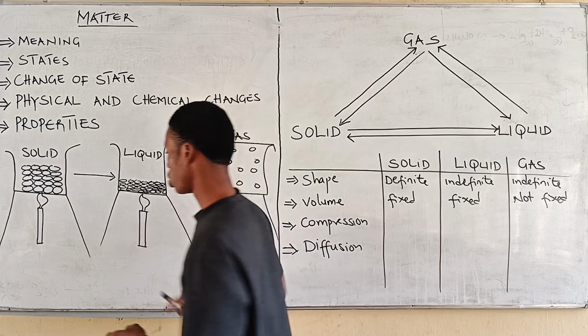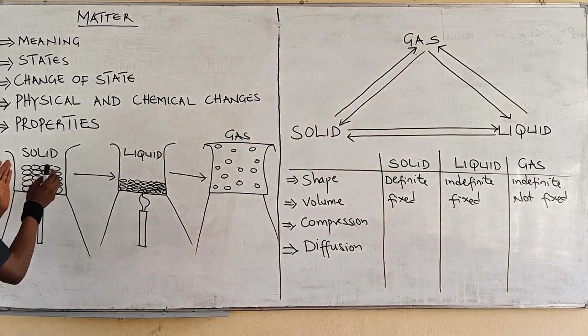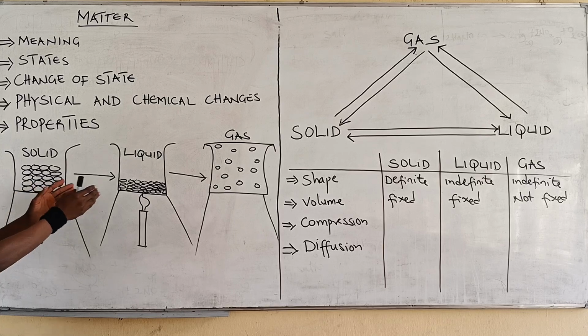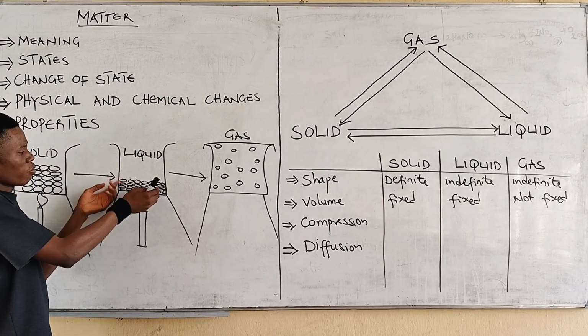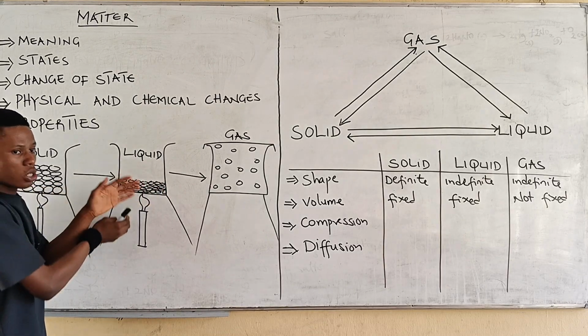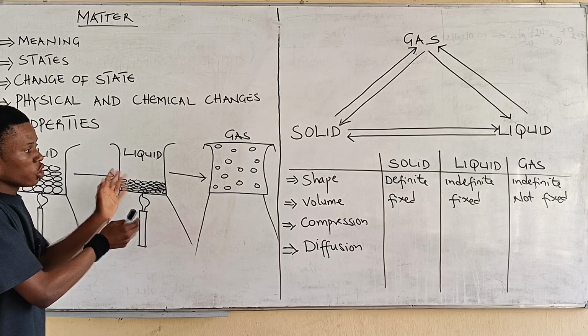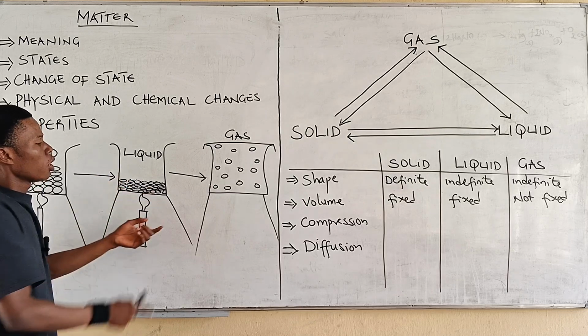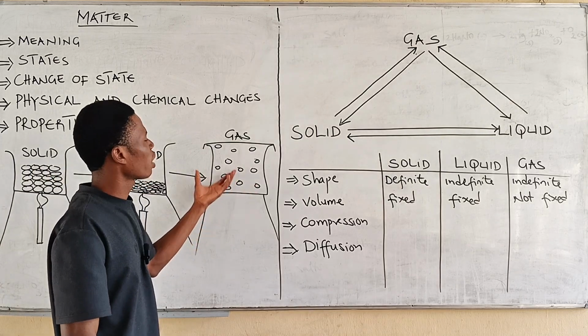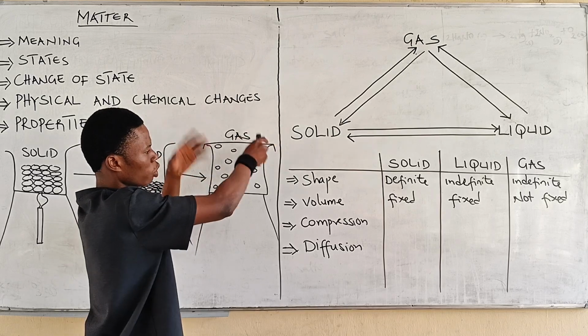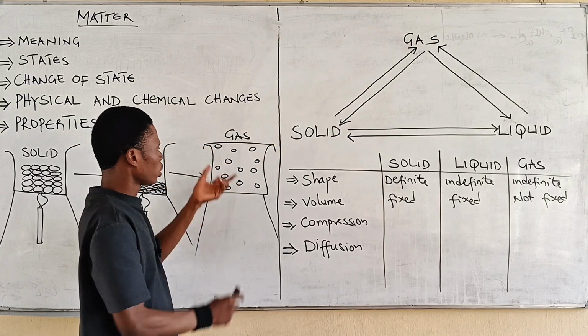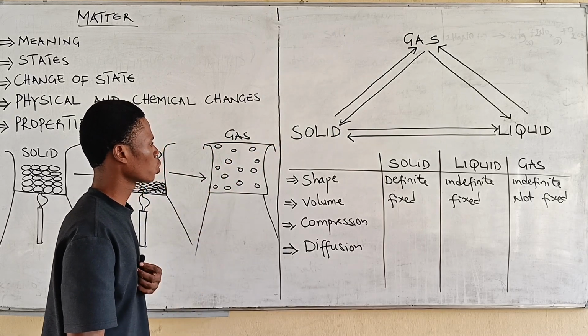As you can see from this diagram here, the solid has a definite shape and a definite volume. Here, there's no definite shape. It's taking the shape of the container. If you bend the container like this, the liquid will bend like this. There's no definite shape, but it has a definite volume. But gas does not have a definite shape. The molecules are just moving up and down. It does not have a definite volume also.